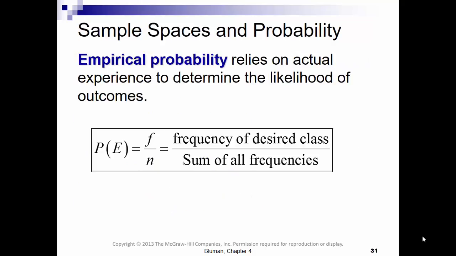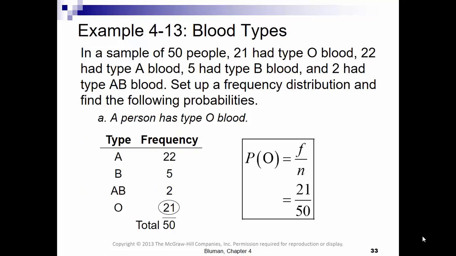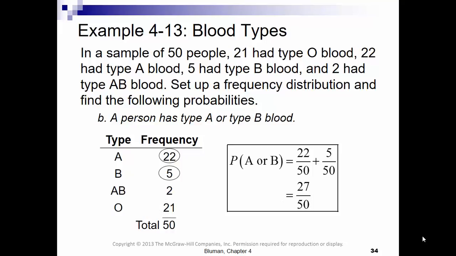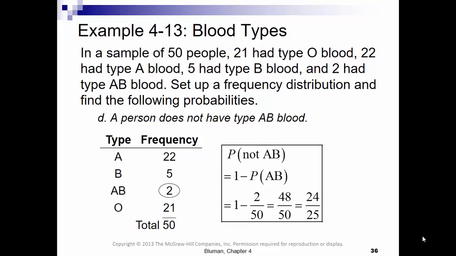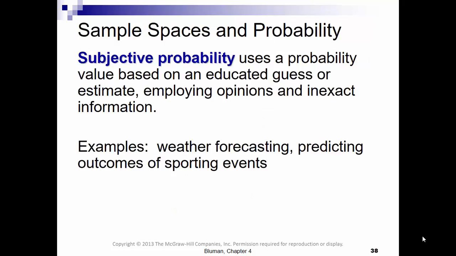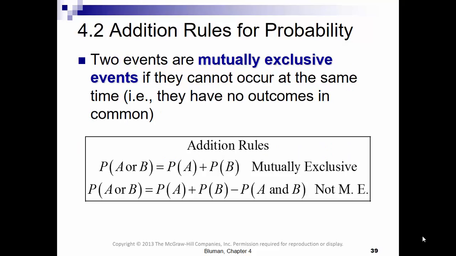and I'm going to go right on through this empirical probability. This is the frequency of the desired class over the sum of all your frequencies. And we had blood types, classes. Sometimes it's easier to read these from a table, if you remember, than it is to actually count them up. But you can ask a lot of different types of questions. This one, a person has type A or type B, or you could want to know not AB. It could be a lot of different things. Subjective, again, weather forecasting, predicting outcomes of sporting events. So that's what we've already done.